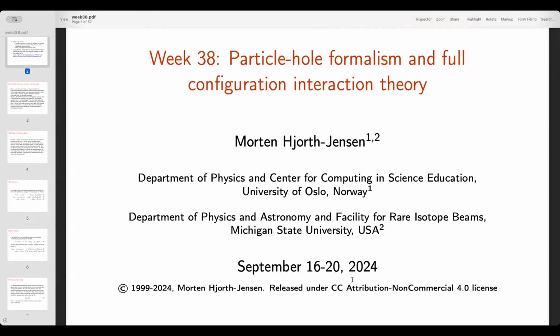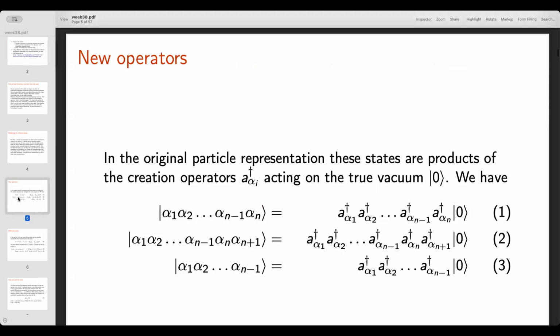So today we are going to revisit some of the particle-hole formalism. I'm also going to link this with one of the exercises. Then we are going to simplify this particle-hole formalism a little bit. But let me quickly remind you of what we did last week.